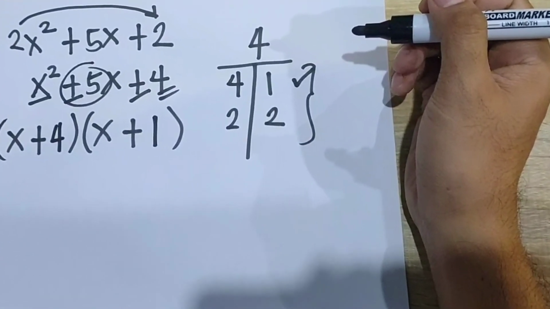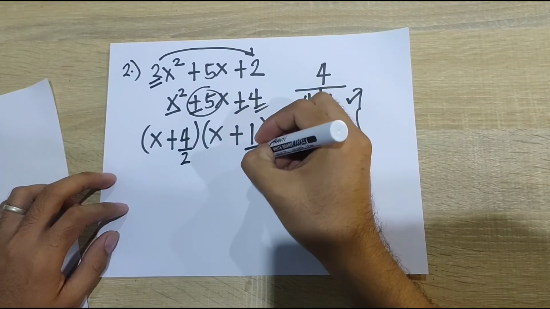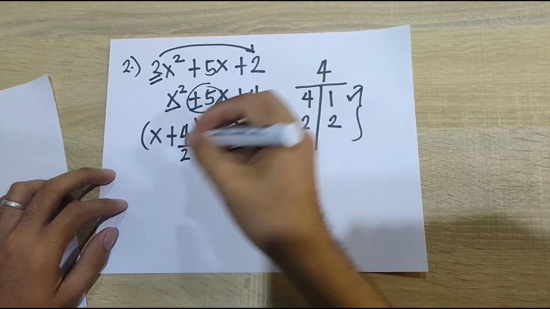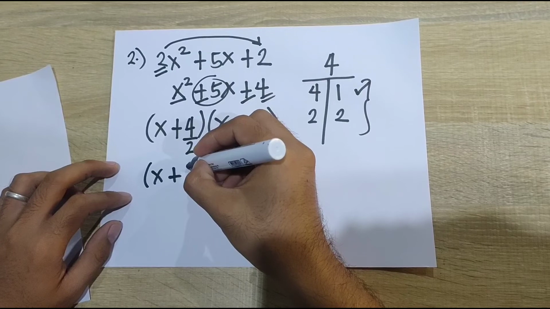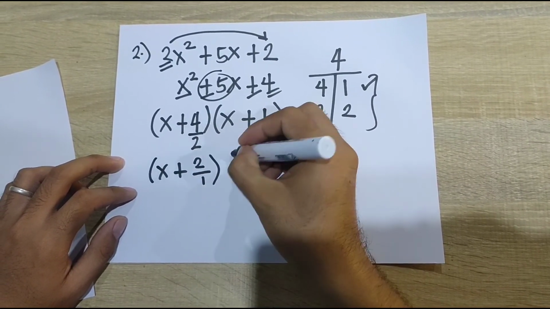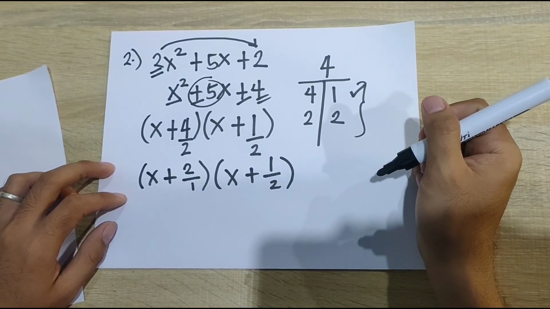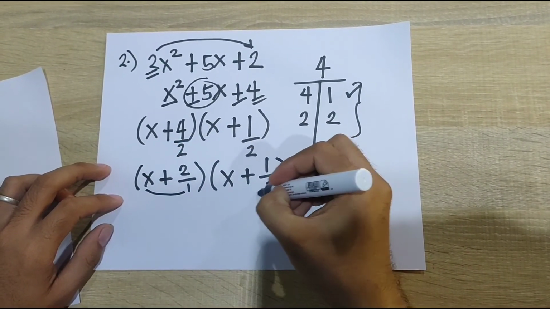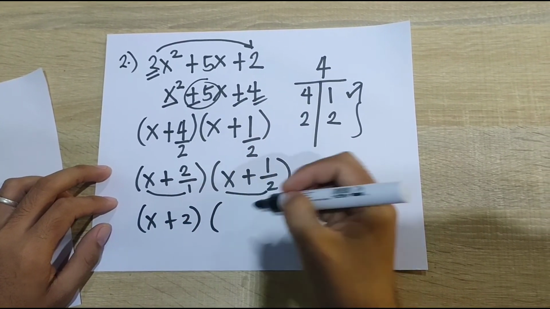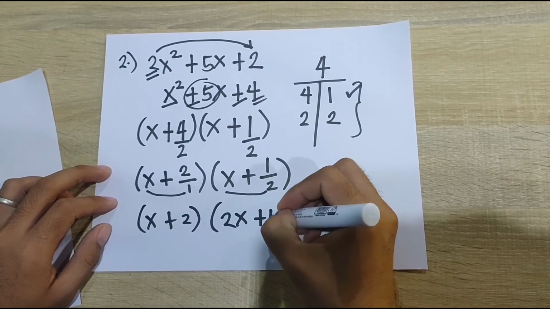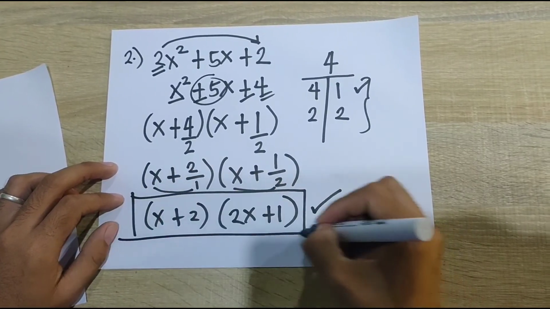Now, let's get again the number in our first term, which is 2. And then we divide. After that, we rewrite. So we have x plus 2 over 1, since it is already in lowest terms, and then x plus 1 half. And then we proceed to multiplication. So, what we get is x plus 2 times 2x plus 1. And that will be our answer.